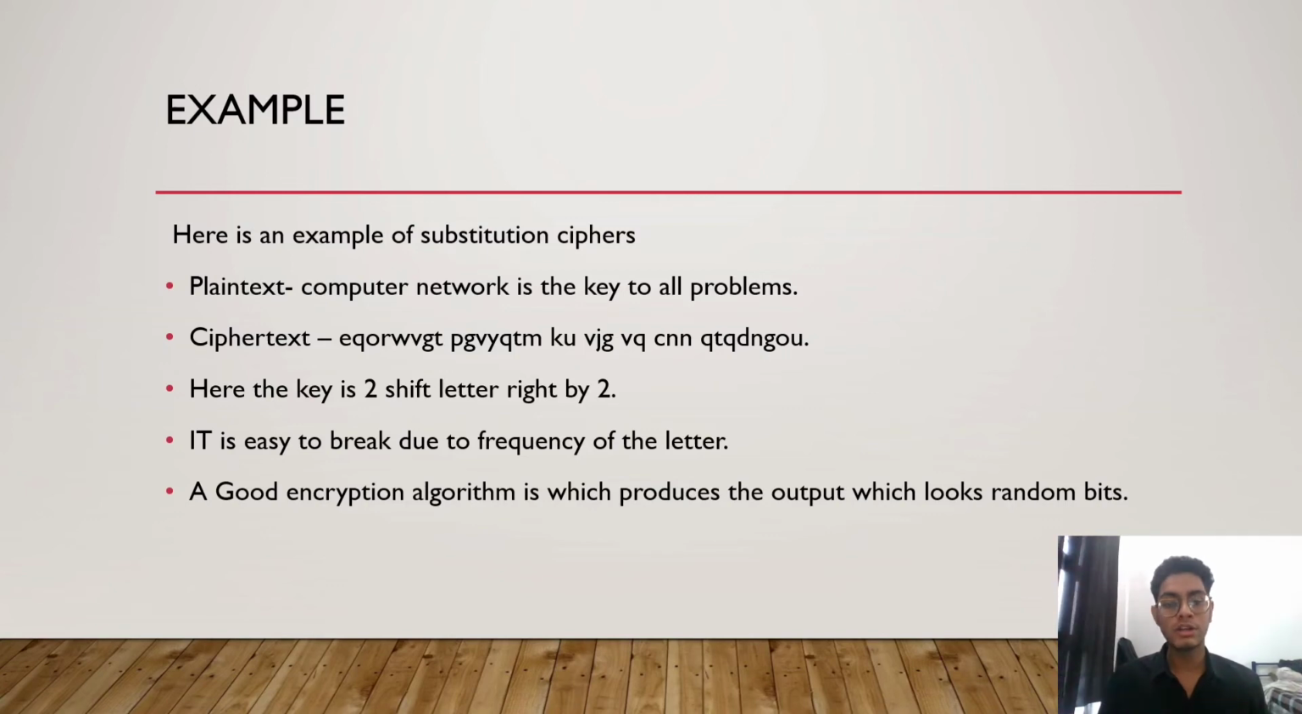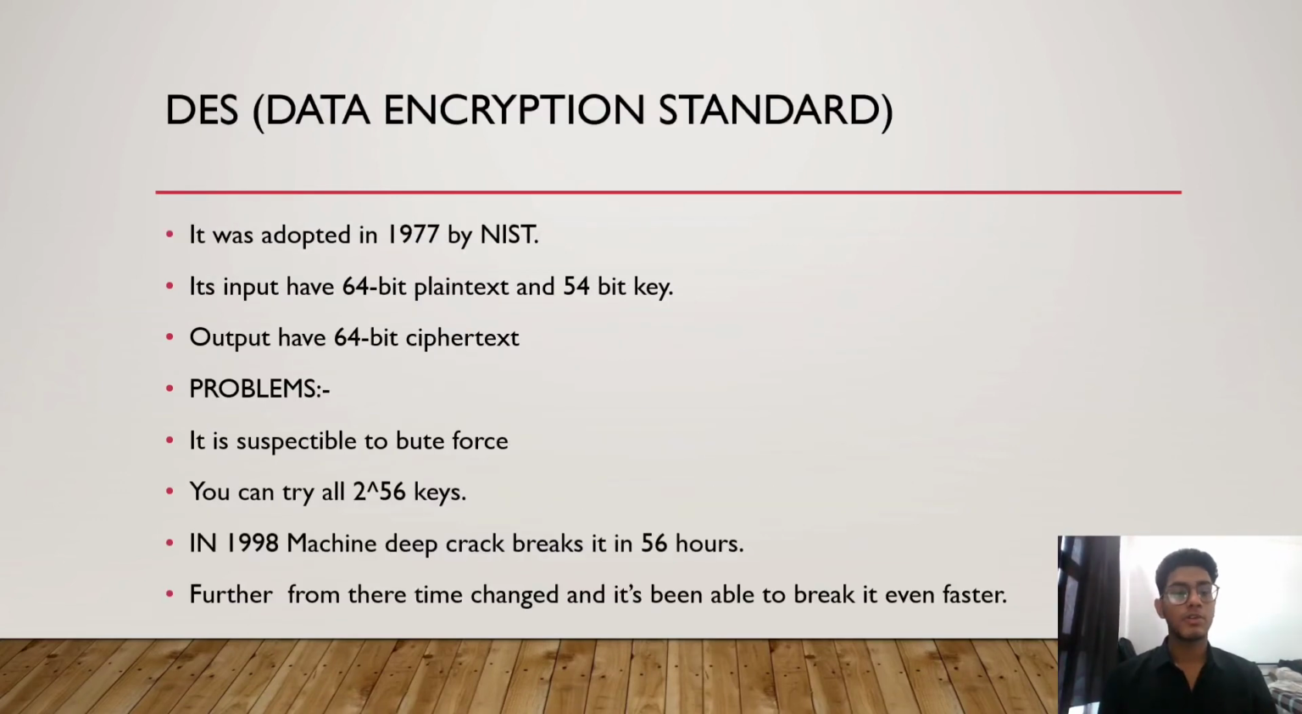Now, what is a good encryption algorithm? A good encryption algorithm is one which produces output that looks like random bits, and it is not easy to discover what the real message is and not easy to decode it. That is known as a good algorithm. So let us talk about the DES, Data Encryption Standard algorithm. It was adopted in 1977 by NIST. Its input is 64-bit plain text and the output is 64-bit ciphertext.